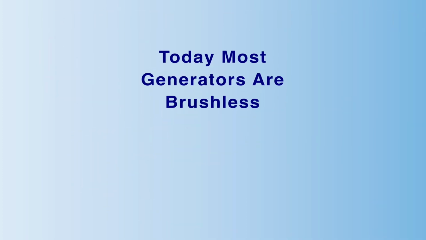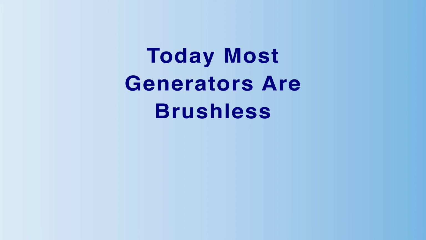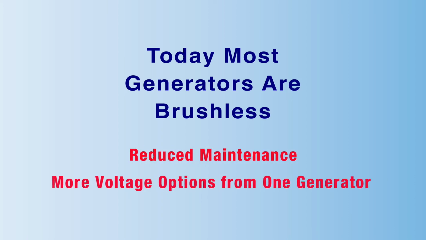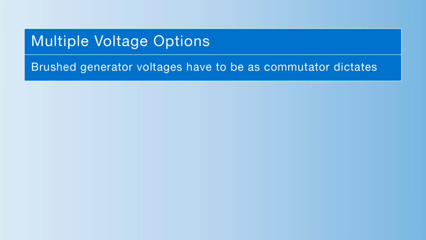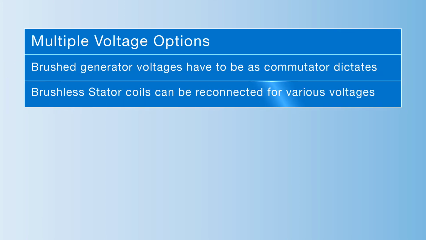Today, most generators are brushless for two key reasons: reduced maintenance due to the elimination of brushes, and by power being induced in the stator, it allows more voltage options from one generator. In summary, brushless generators offer multiple voltage options, whereas brush generator voltages have to be as the commutator dictates. Brushless stator coils can be reconnected for various voltages.